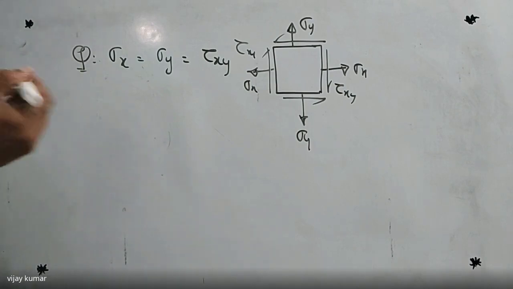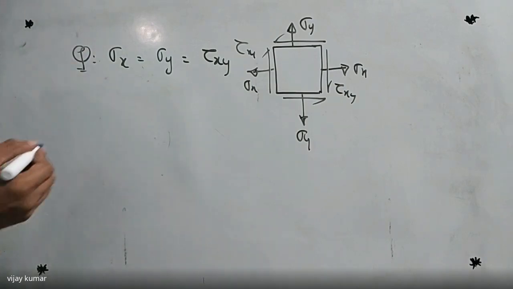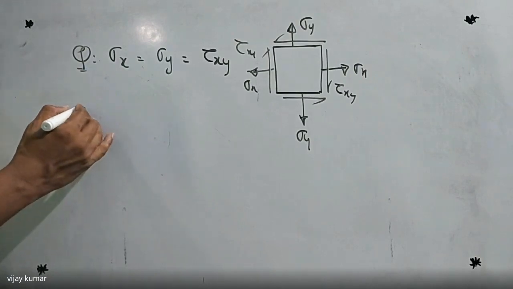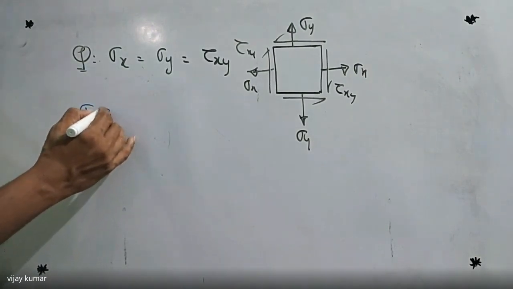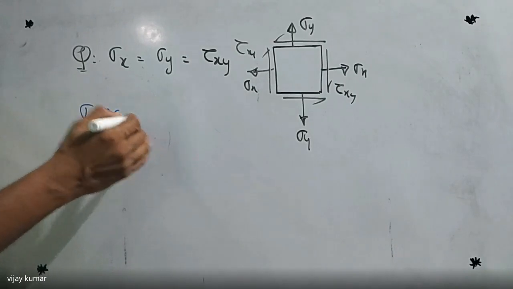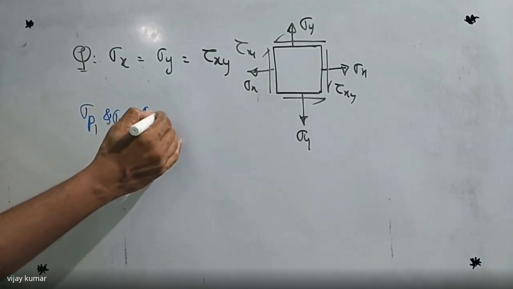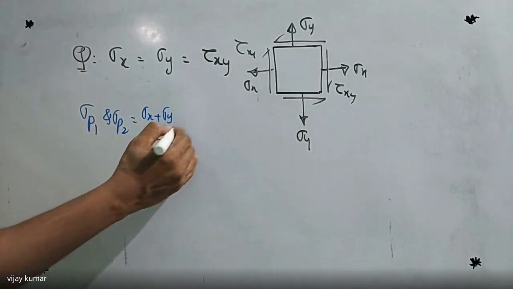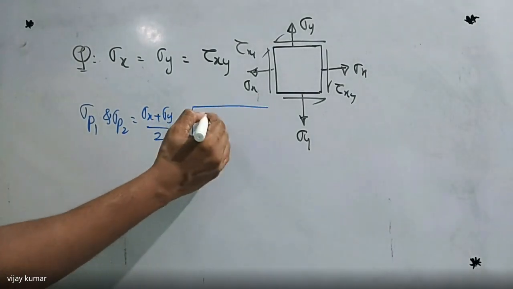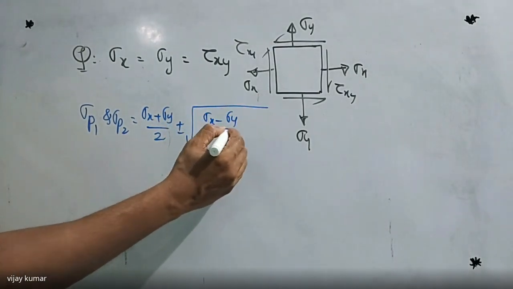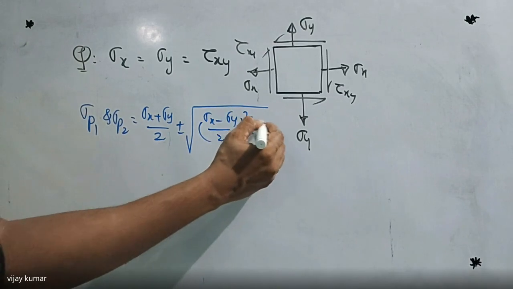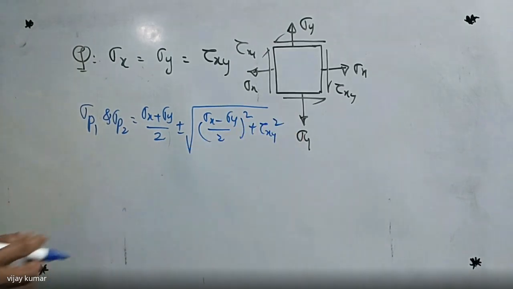So in this case, how to calculate maximum and minimum principal stresses? We know the general formula, that is maximum and minimum principal stresses in case of biaxial and shear, that is sigma x plus sigma y by 2 plus or minus square root of sigma x minus sigma y by 2 whole square plus tau xy square. You get my point?